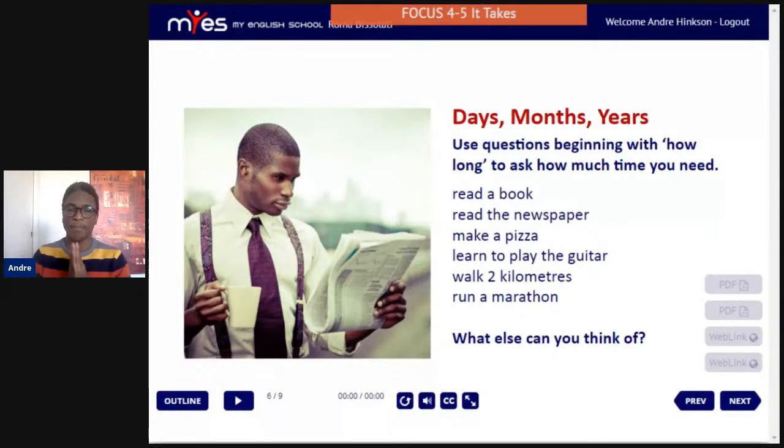So with days, months, and years, we're looking at time. So we obviously have to use the question, how long? Remember, how long is used for periods of time, how many is used for the number, how much is used for the quantity, especially for uncountable nouns. So let's look at days, months, and years. Use questions beginning with how long to ask how much time you need to read a book, to read the newspaper, to make a pizza, to learn to play the guitar, to walk 2 kilometers, and to run a marathon.